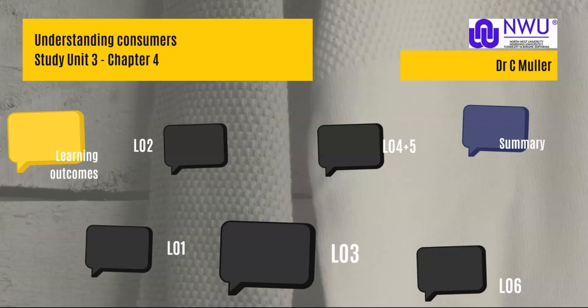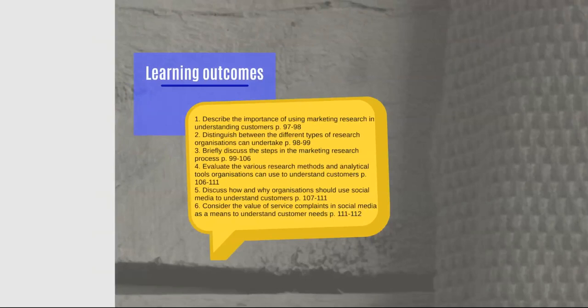This will be the first video for BMAR211, Study Unit 3, Chapter 4, Understanding Consumers. Because Learning Outcome 3 is long, I will divide this chapter into 3 parts. So this will only cover Learning Outcome 1 and Learning Outcome 2. But first, let's get into the learning outcomes.